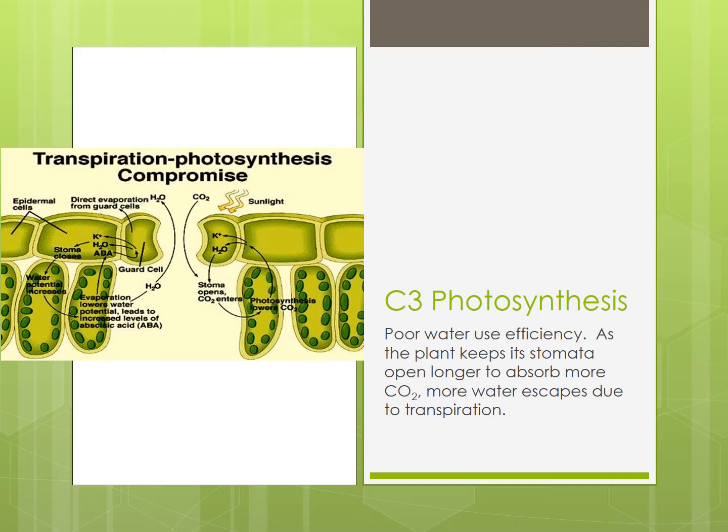The problem with C3 photosynthesis is it has very poor water use efficiency. The plant has to keep its stomata open longer. It's not very good at converting carbon dioxide into sugar. It accidentally brings in oxygen. It has photorespiration occur all the time. So because of that, it has to keep its stomata open, its little mouths open. And when the mouths are open, it also loses water. This is not a problem in an area where you have a lot of water.